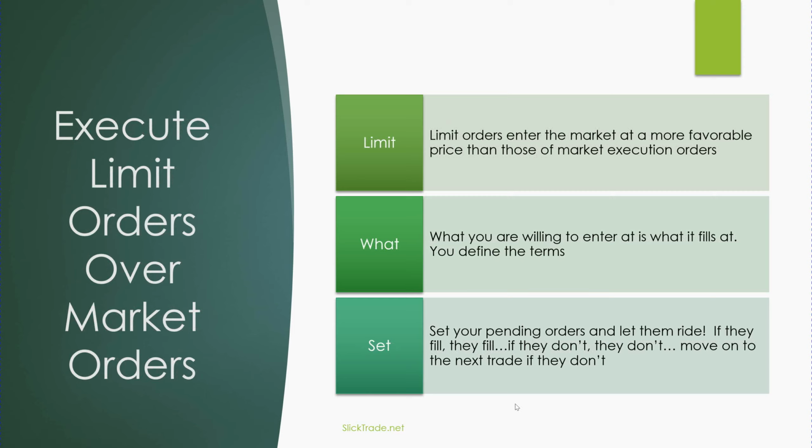Execute limit orders over market orders. Limit orders enter the market at a more favorable price than those of market execution orders. What you are willing to enter at is what it fills at. So you define the terms. It's like you become a market maker in a sense, okay? And set your pending orders. Let them ride. If they fill, they fill. If they don't, they don't. Move on to the next trade if they don't.